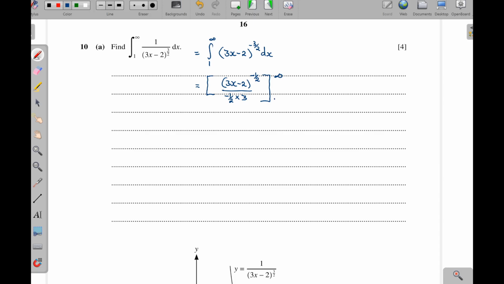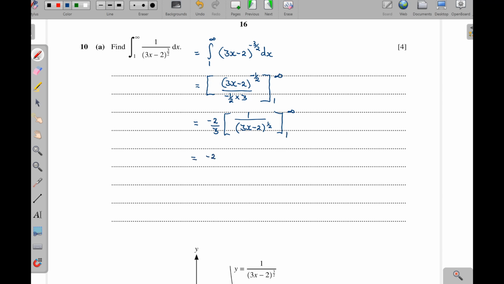So this is infinity, and then 1. And then this one can somersault and come here. So we shall have negative 2 over 3, which I can actually leave out, because it's a constant which is going to multiply with everything. Then here we have 1 over (3x minus 2) to the power of a half, because the power here is negative. So when I take it down using the rules of indices, it becomes positive. And then this will be infinity and then 1.